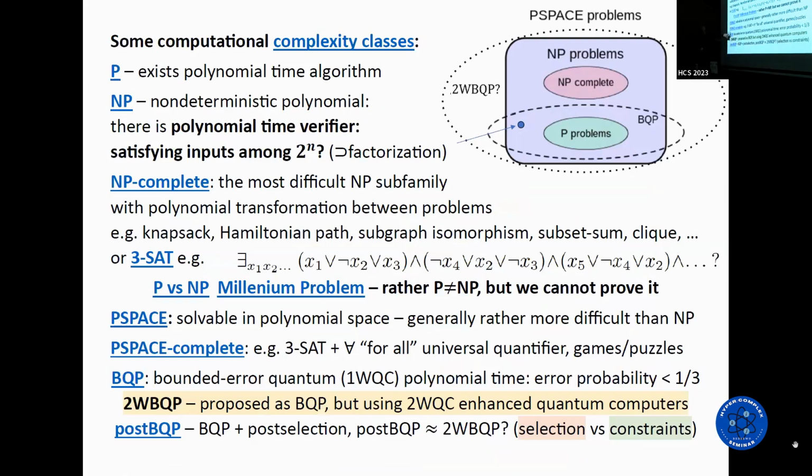Then there is BQP, solvable by a quantum computer in polynomial time with some reasonable error probability. There is PostBQP by Aaronson, which is known to be able to solve any problems. What I'm describing is very similar to this PostBQP; I call it two-way BQP, but I think it should be the same as PostBQP, adding this operation of postparation. Okay, so let's now look at some algorithms.